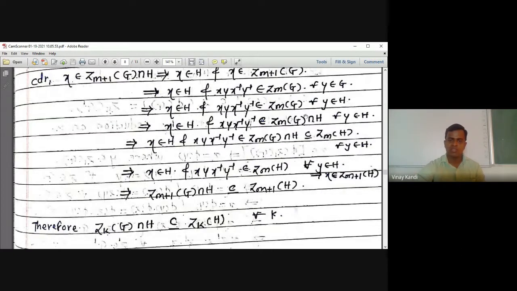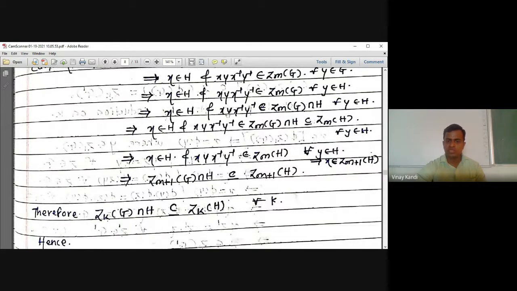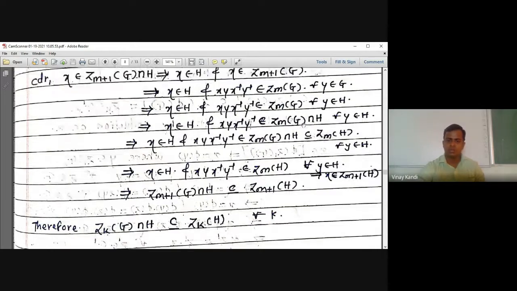Okay, so it implies that, in the fourth row, x belongs to H and x inverse y inverse belongs to Zm of G intersection H. Okay, this is the definition, since it is in H and also in Zm of G. What does this mean? x belongs to H and x inverse y inverse belongs to Zm of G intersection H for all y belongs to H. Okay, it implies that x belongs to H and x inverse y inverse belongs to Zm of G intersection H, which is contained in Zm of H for all y belongs to H. Okay, do you understand up to here?